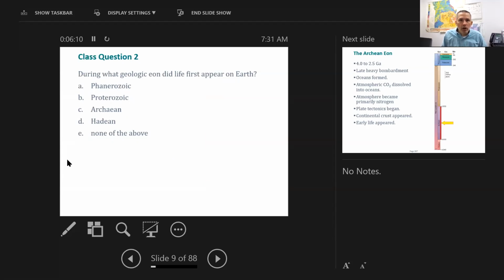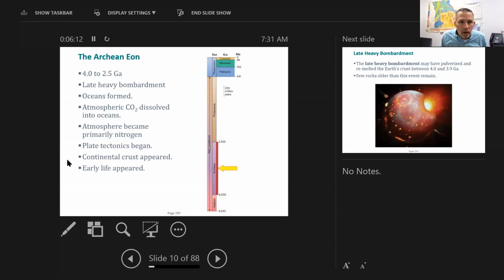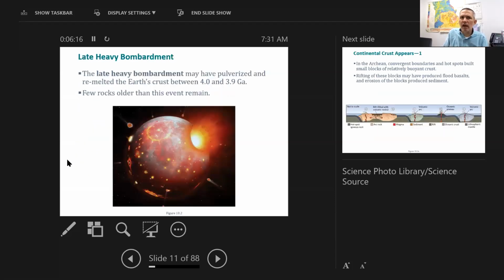So again, in that Archean, we started having life. And so this is kind of the artist's rendition of some late heavy bombardment towards the end of the Hadean, beginning of the Archean.